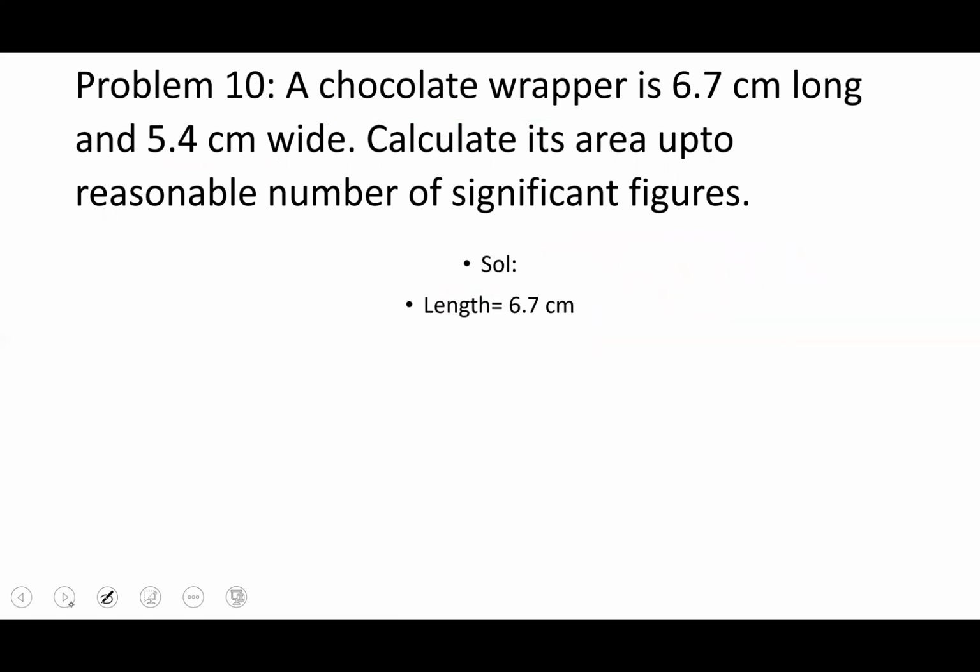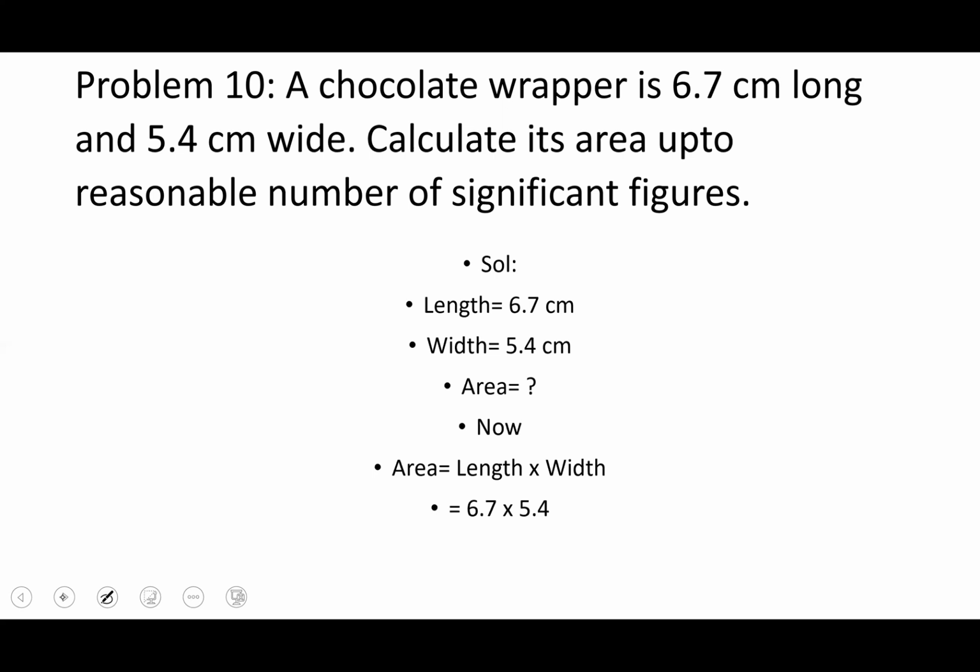So the solution in this case is going to be the length, which is 6.7 centimeter. The width is 5.4 centimeter. The area we have to find out. Now we can say length into width, which is the formula to find the area for a rectangle. So let us multiply these two values. So it is 6.7 into 5.4. Our answer comes out to be 36.18 centimeter square. So it is 4 significant figures over here. But in the given data, we have only 2, as you can see, 1, 2, 1, 2. So our answer must also be in 2 significant figures. So we round it off to 36 centimeters square. So only 2 significant figures are used over here, which are 3 and 6.